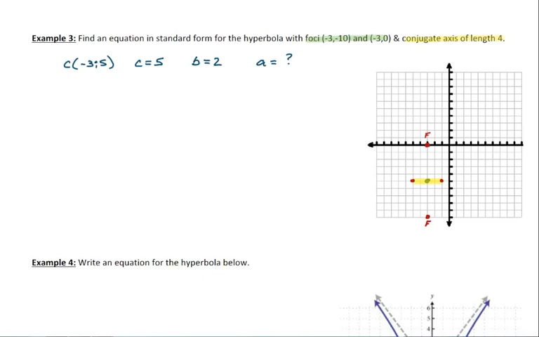So I have c, I have b, but in order to write my equation, I need a as well. The way I'm going to find a is by using the equation I usually use to find my c value.